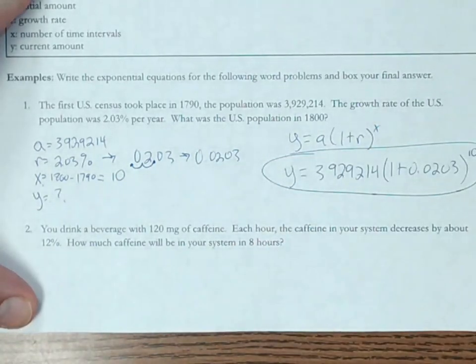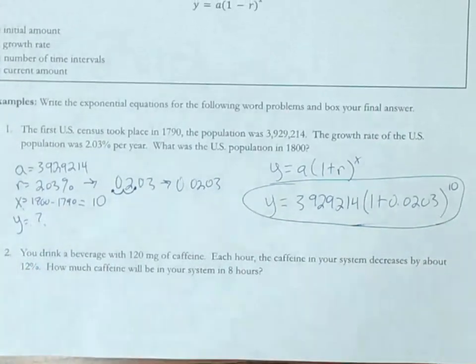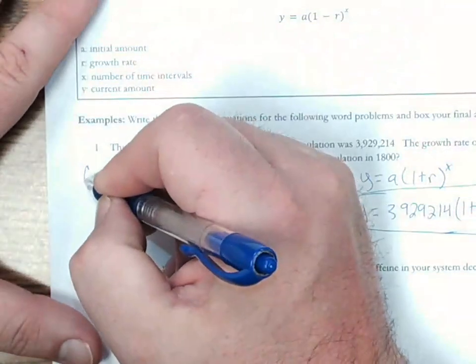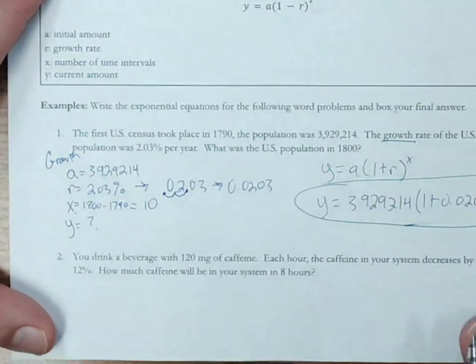Do not solve it, although this one will be pretty easy. We can just type that in the calculator. Do not solve it. Not necessary. By the way, I should have identified that this was growth. I know this because it says the growth rate.